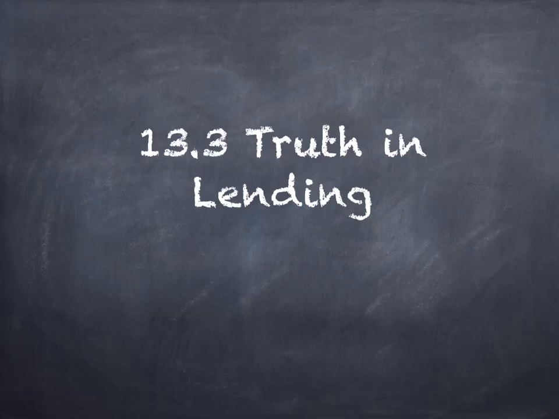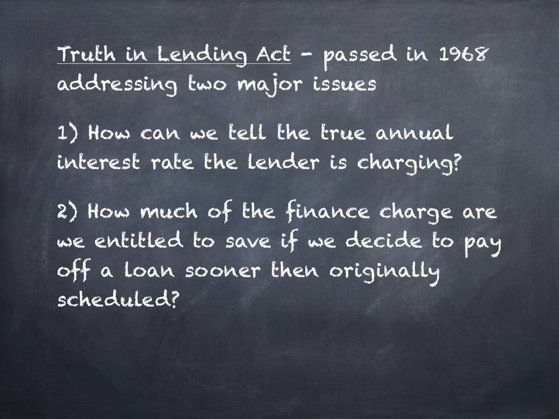All right, we started 13.3 last time, and just to rehash a little bit of where we came from, we talked about truth in lending. It was an act passed by Congress in 1968 that addressed two major issues. One, how can I determine how much interest I'm really paying? And number two, if I pay something off early, how much less interest should I have to pay? Those are the two issues that were addressed.